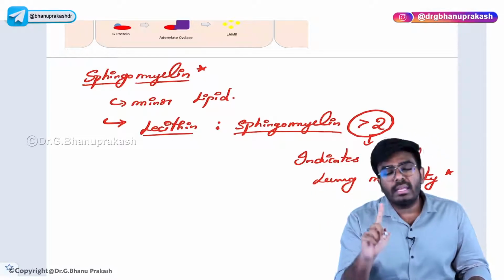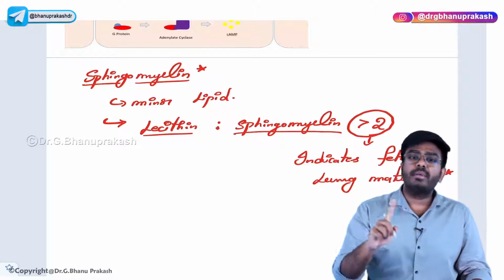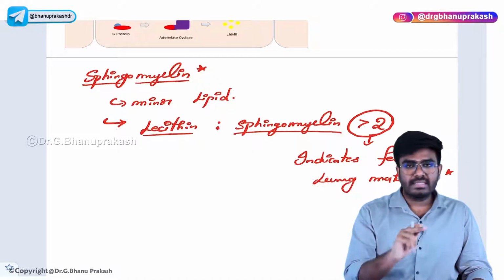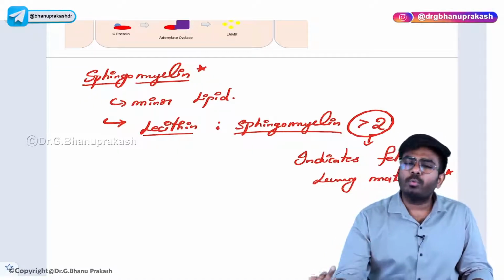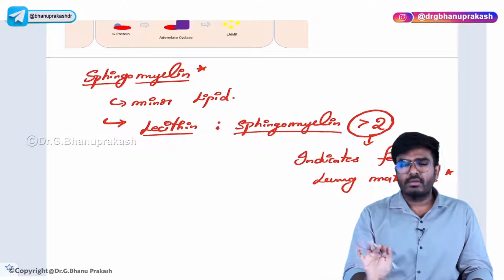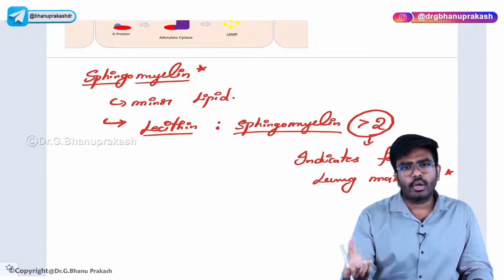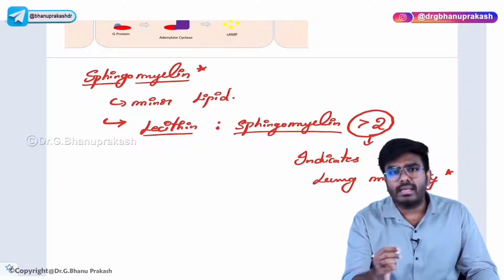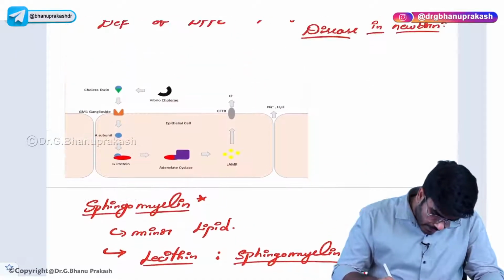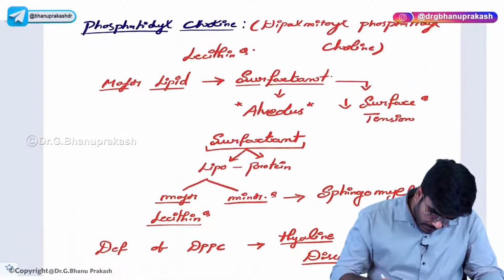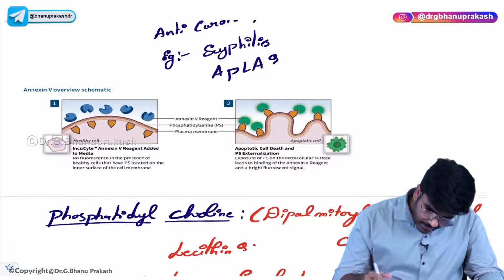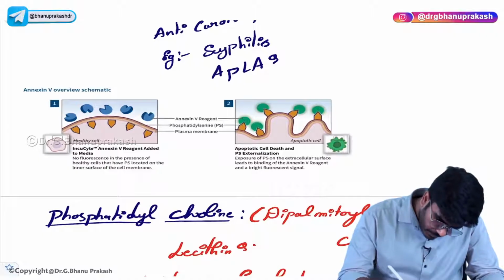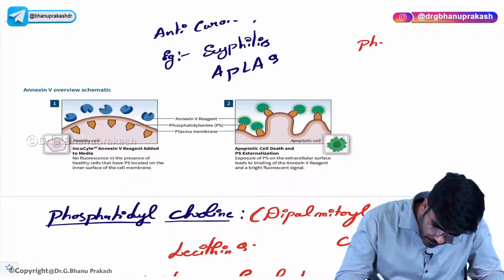So lecithin sphingomyelin ratio greater than 2 is an indication of fetal lung maturity, and surfactant is produced around 28 to 32 weeks, and is made up of lipids as well as proteins. What are the two important lipids? Lecithin as well as sphingomyelin. And what is that protein? Don't worry, we will discuss. That protein is called surfactant protein. Now after sphingomyelin, let's discuss phosphatidylserine. Let me write it down here so that it will be easy for you. Phosphatidylserine.